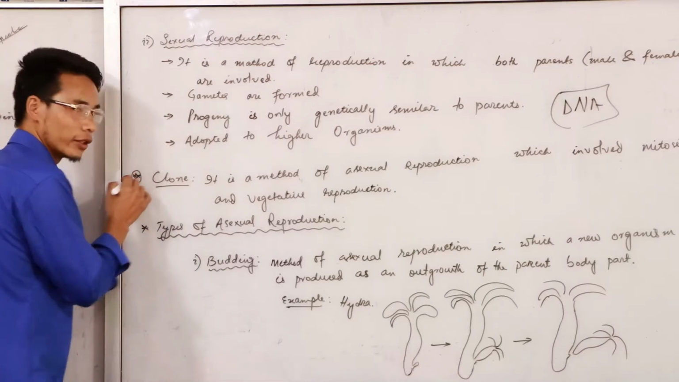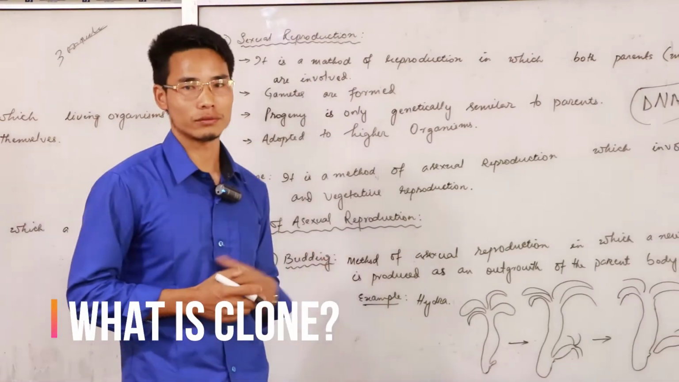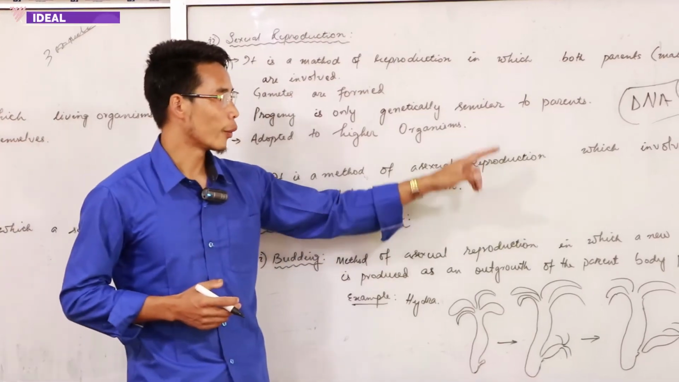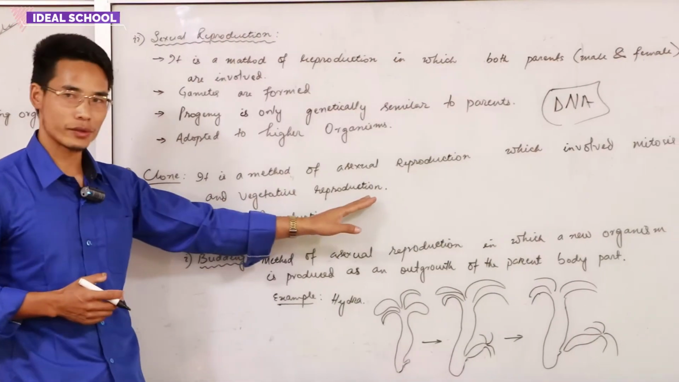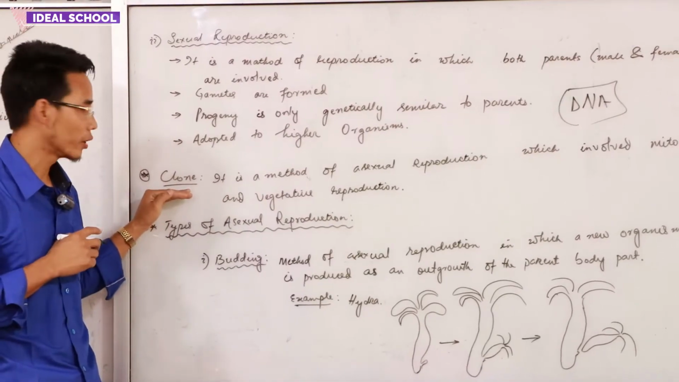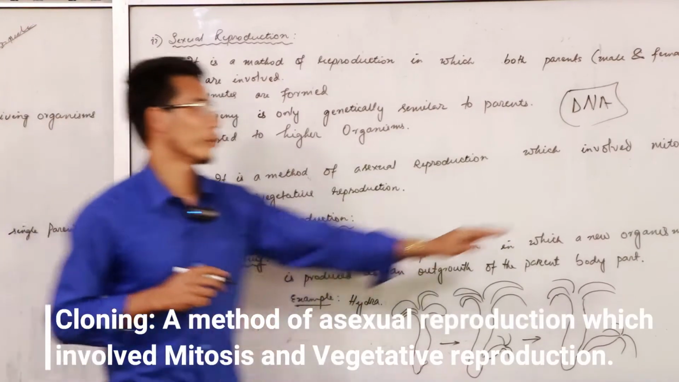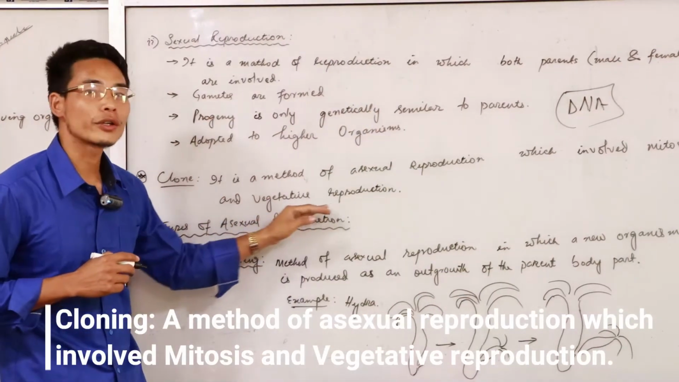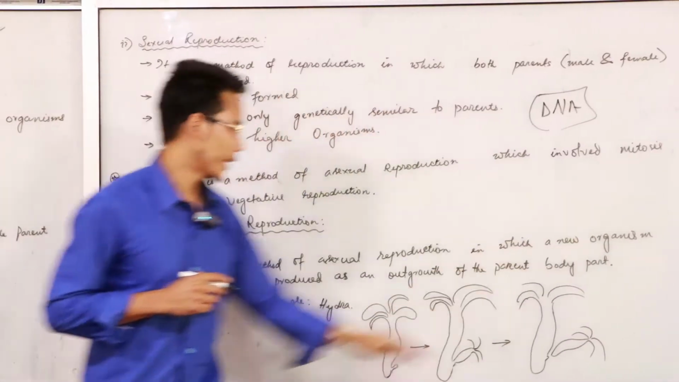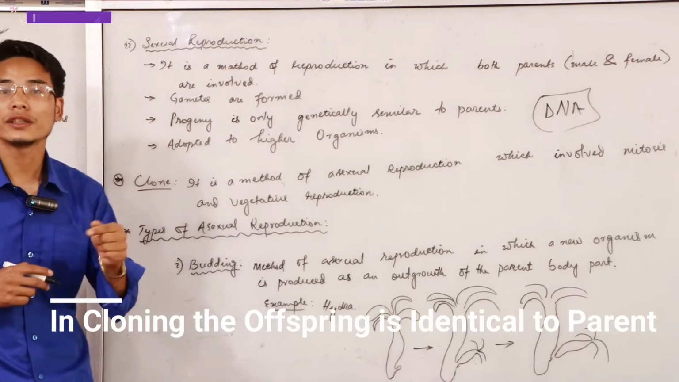Here is one point you need to note. What is a clone? It is sometimes asked in the board: define clone, or what is cloning? It is a method of asexual reproduction which involves mitosis and vegetative reproduction. Because of the involvement of mitosis and vegetative reproduction in cloning, the offspring will be identical to parents.